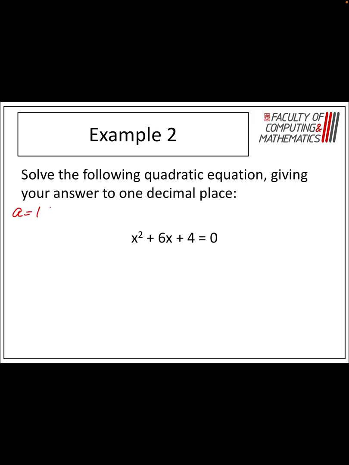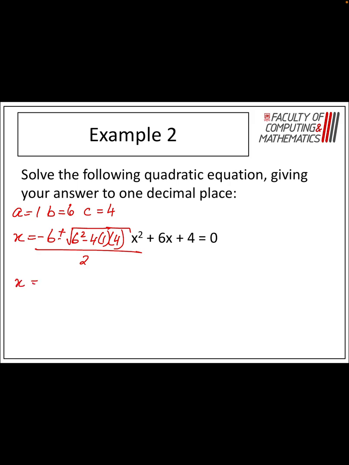Okay, so a is 1, b is 6 and c is 4, okay? It then goes straight into the formula. So I've got x equals minus b plus or minus the square root of b squared minus 4 times 1 times 4. And that's all over 2 times 1.